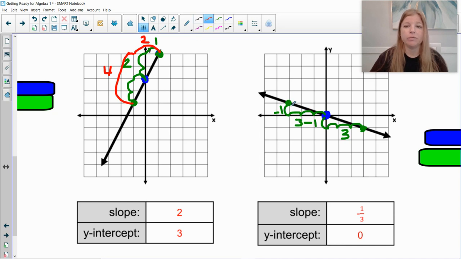If I went from the original green all the way down to this green, I would be going down 1, 2. So that would be a -2. And then I would be running 6. 1, 2, 3, 4, 5, 6. And guess what -2/6 is? -1/3. So no matter what, I would get the same slope no matter what points I join.